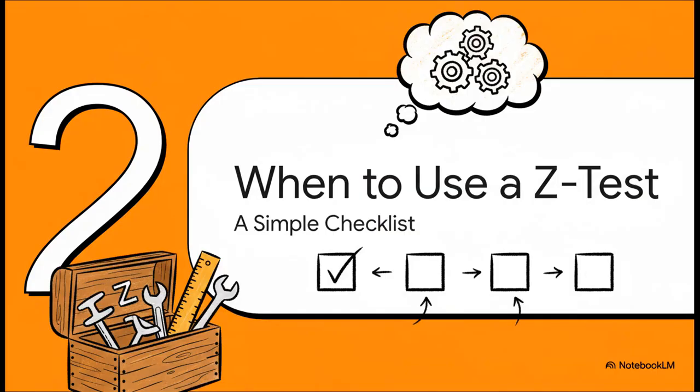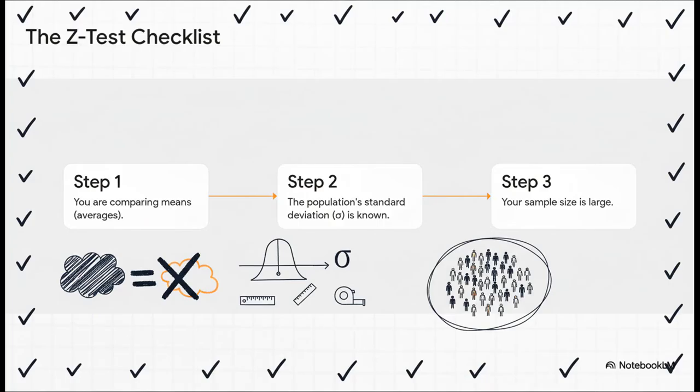Okay, so with all those options, how do you know when the Z-test is the right tool for the job? Well, it actually comes down to a super simple 3-point checklist. If you can say yes to all three, you're good to go. All right, here it is. First up, your goal has to be comparing the average, or the mean, of a group or maybe a couple of groups. Second, and this one is a biggie, you can't skip it, you must already know the standard deviation of the entire population you're looking at. And third, your sample size needs to be large. All three of these have to be true, no exceptions.